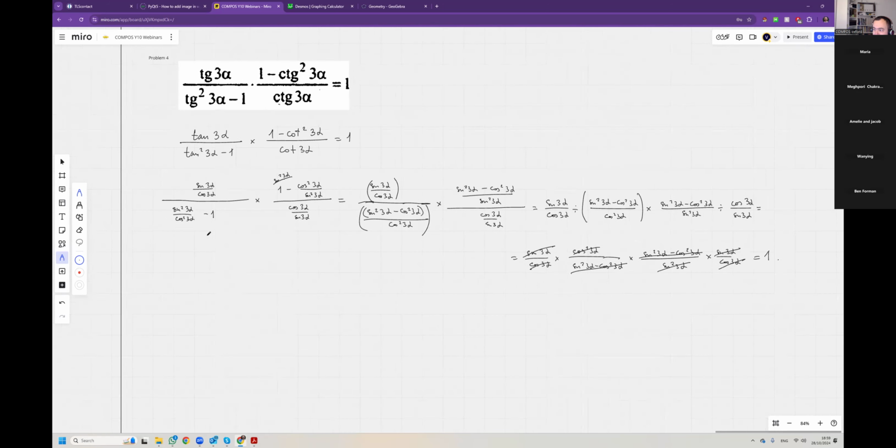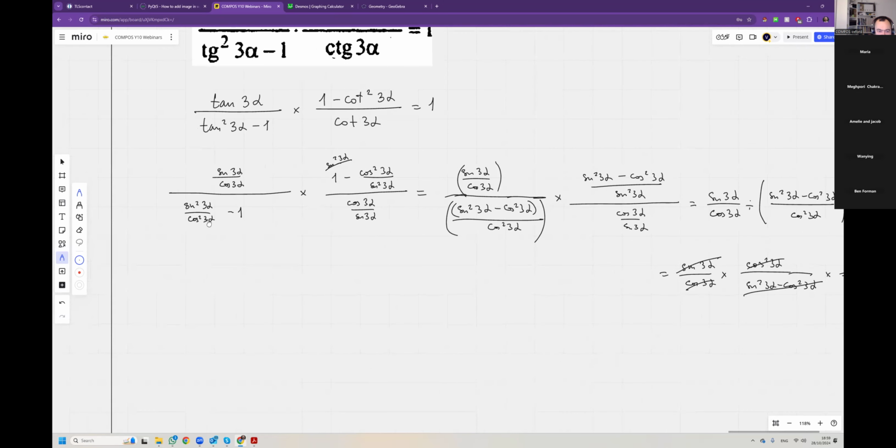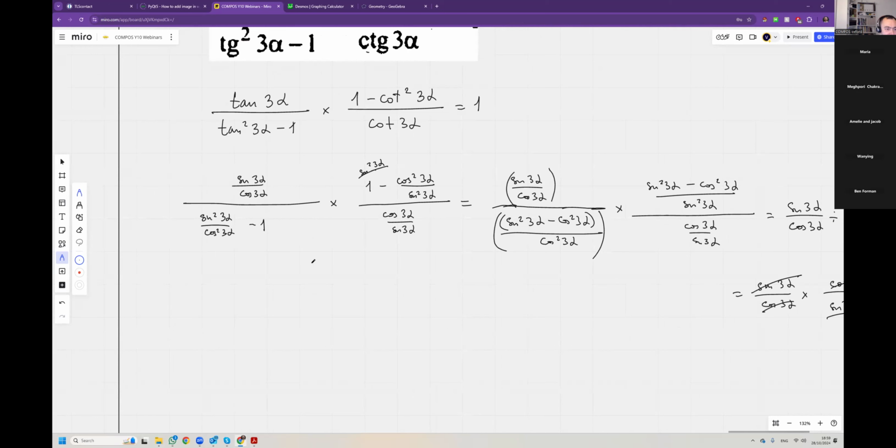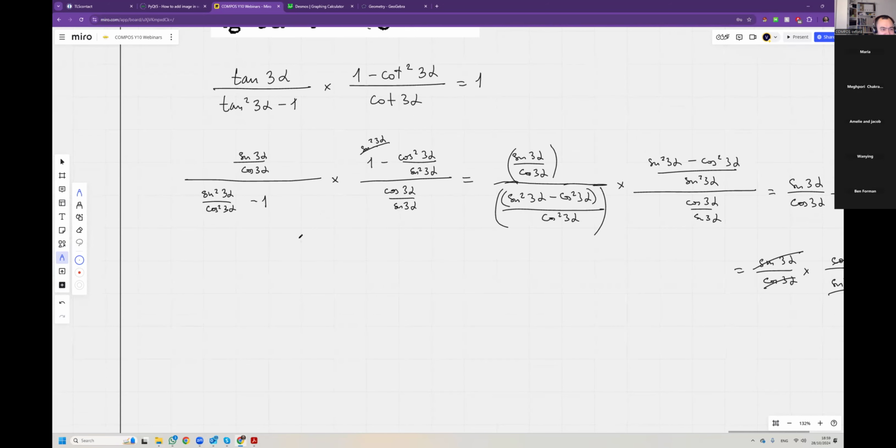Let me just explain what I did because it all comes down to working with fractions. So this is not a trig question. This is a fraction question. Can you manipulate fractions? Because literally tan 3 alpha is sine over cos. Let's call it A over B. And cot 3 alpha, that's B over A. It's cosine over sine. And that's all I did.